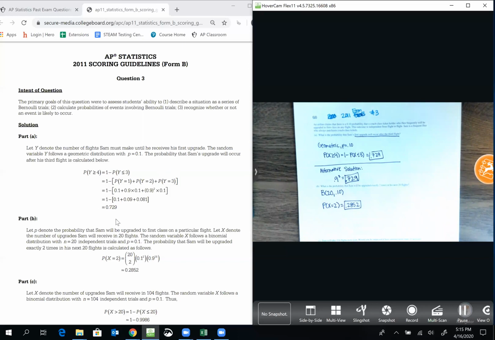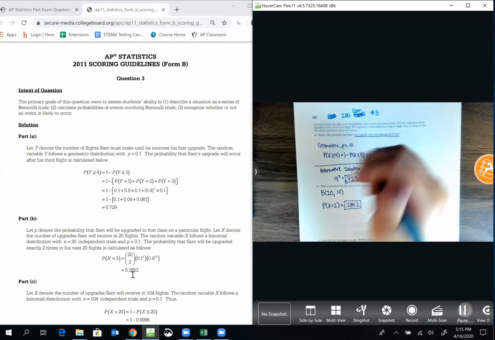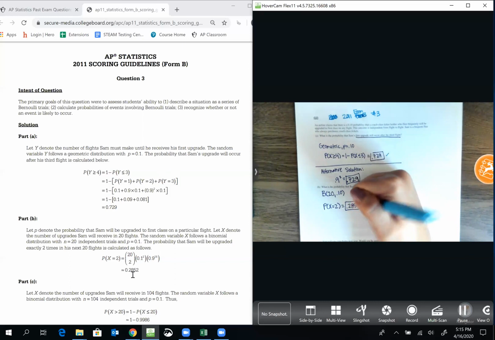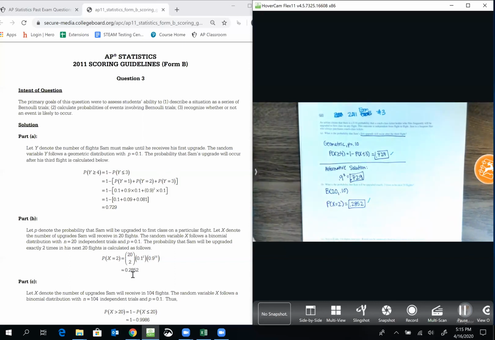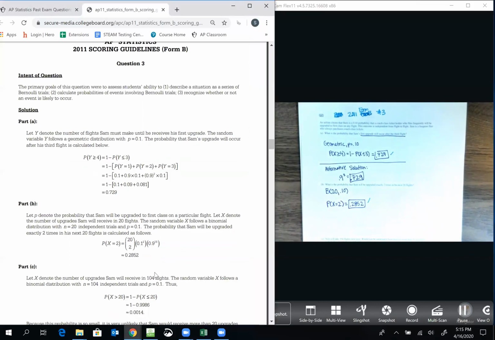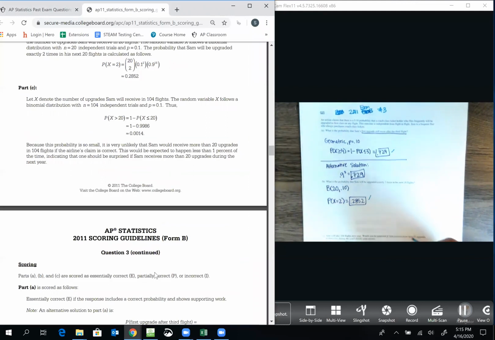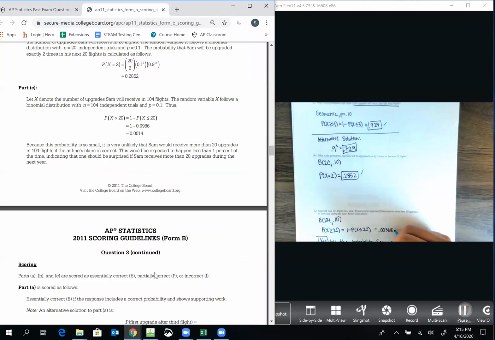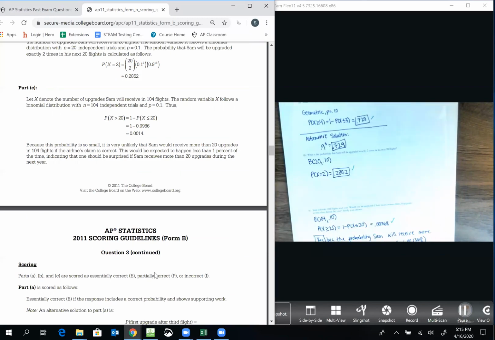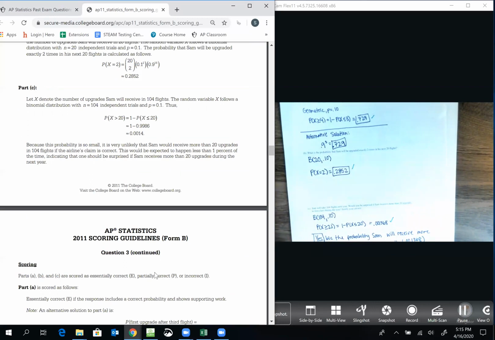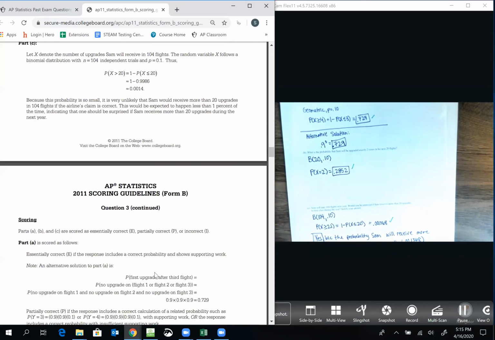It's 0.729, that's good. 0.2852. And then 0.001368 is equal to 0.0014. Because this probability is so small, yes. Okay, mine's looking good, but let's double check that I have all of the components.